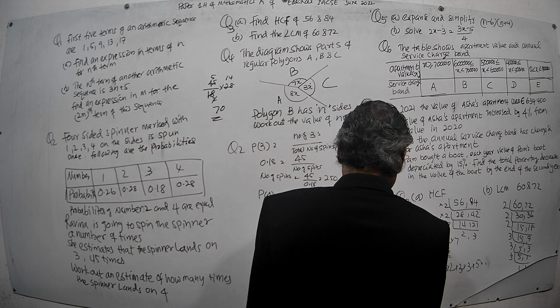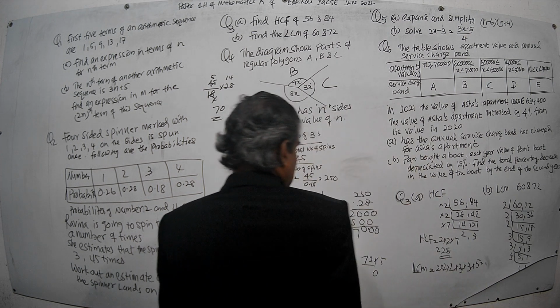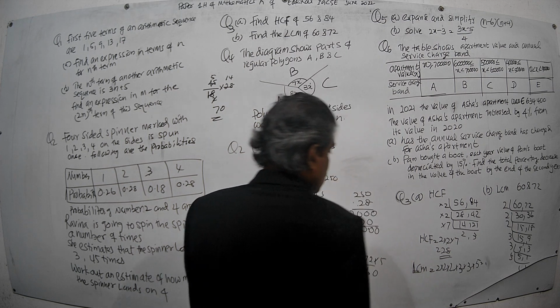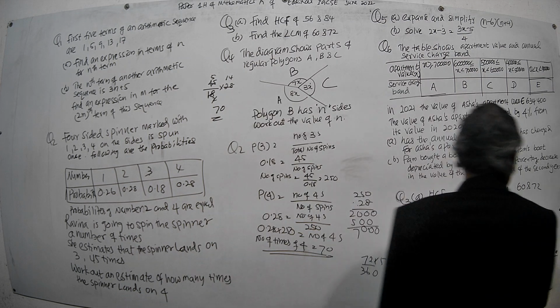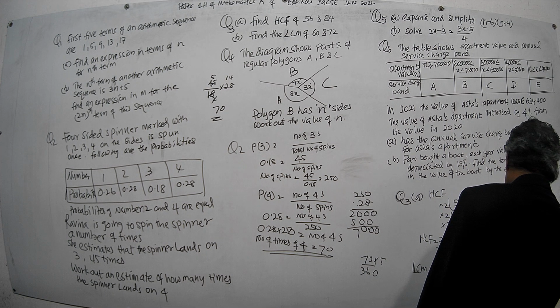How much? 5 times 2 is 10, 5 times 7 is 35, plus 1 is 36, so 360. This 360 will be the LCM.